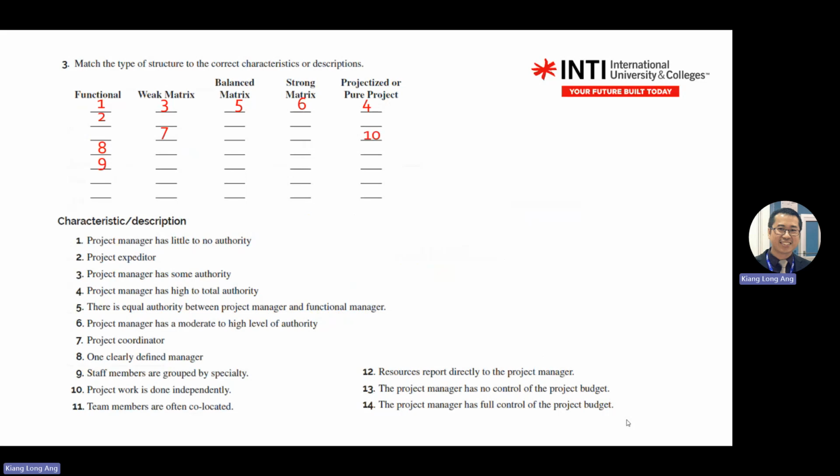Team members are often co-located. It's matrix, but you don't know which one. It can be co-located. Okay, so the textbook answer is projectized.